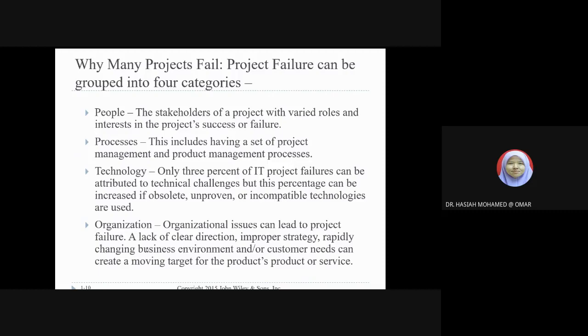Okay, so why project fail? Okay, people, process, technology and organisation. Okay, this is in test 1 punya questions. Okay, so since saya dah datang ke sini, saya highlight jugalah. Okay, so there are 4 categories why the project fail. Sebenarnya ini 10 markah, you can easily get 10 marks. Senang-senang saja. But then ramai student yang dapat 8 saja instead of 10.